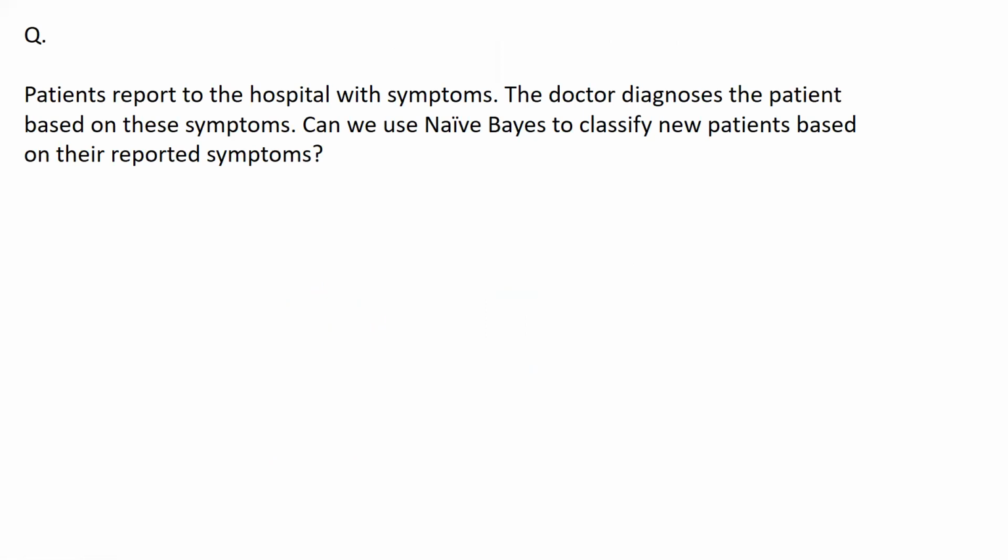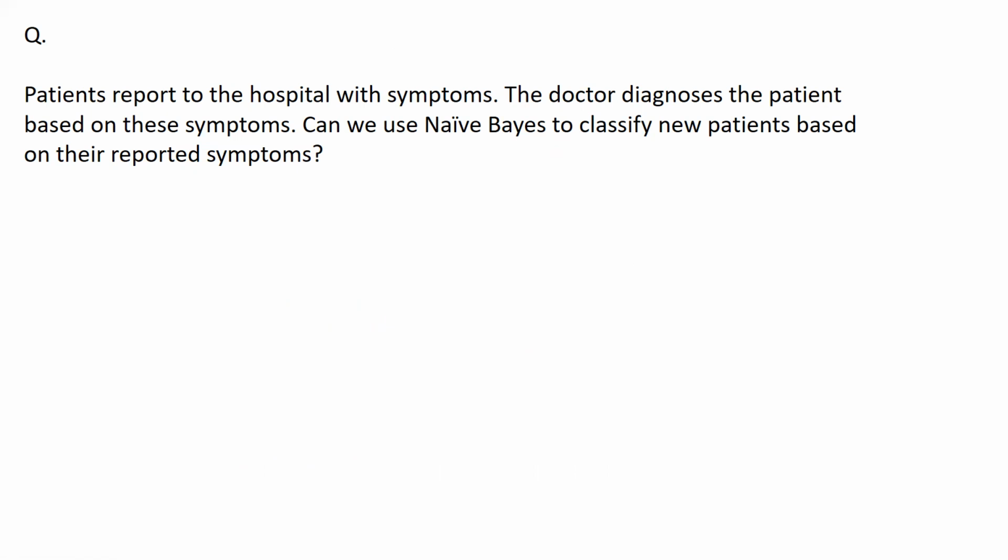Let's think of a theoretical question, and we'll try to answer this using the principles behind naive Bayes. If a patient reports to the hospital with symptoms, the doctor diagnoses the patient based on these symptoms. Can we use naive Bayes or Bayesian theory to classify new patients based on their reported symptoms? This is telling us we're going to gather some evidence first. We're going to observe various symptoms in the population and what diagnoses they have.